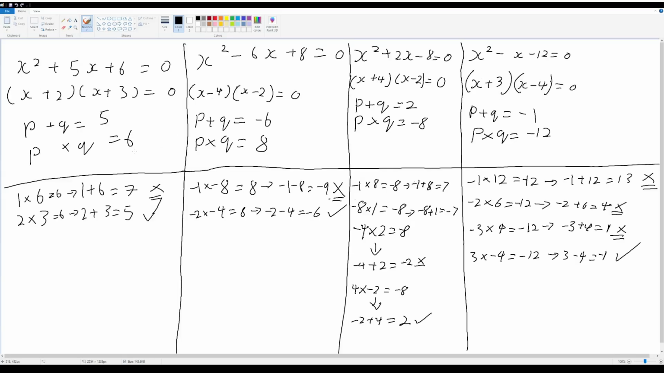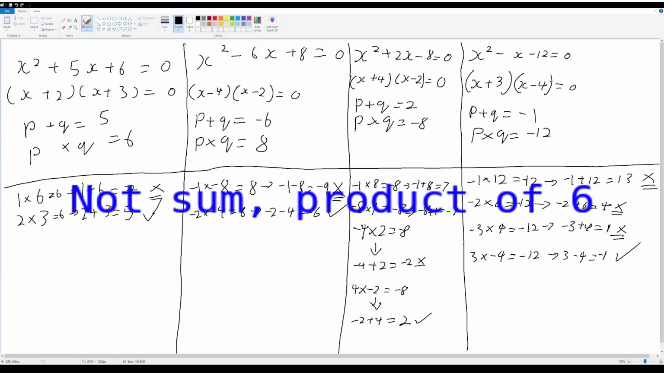I'll show you 4 scenarios of what will happen: if both b and c are positive, b is negative, c is negative, or both b and c are negative. As you can see here, when you're factoring, you split it into two brackets, and then those two numbers have to sum to 5 and multiply to 6.